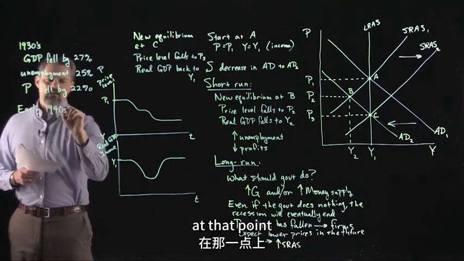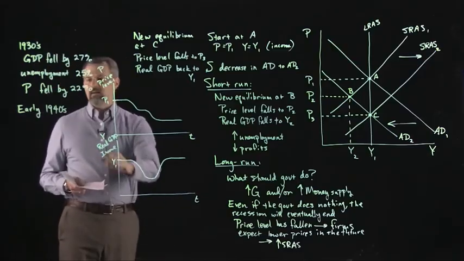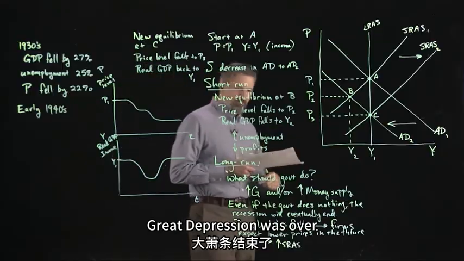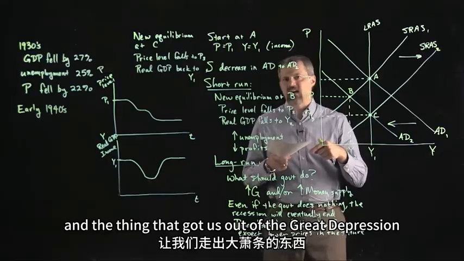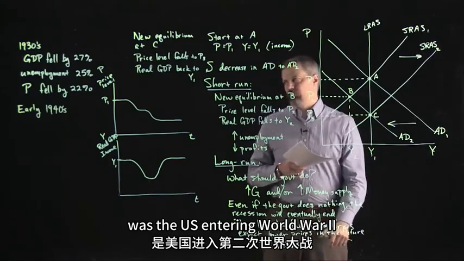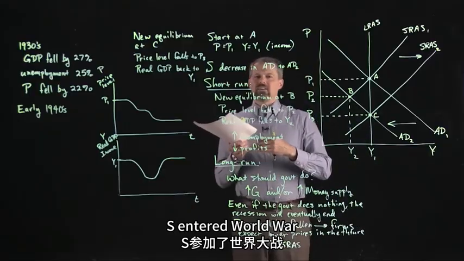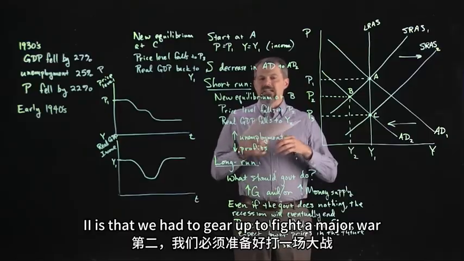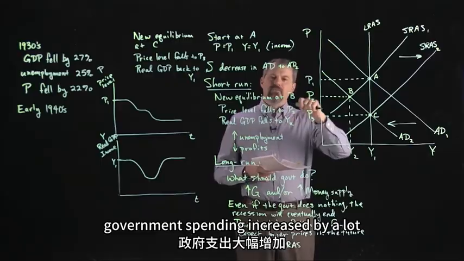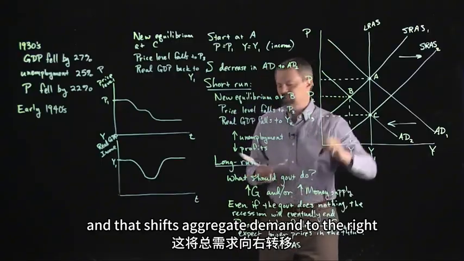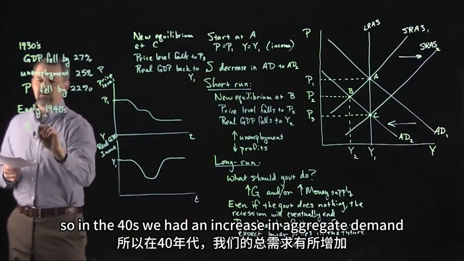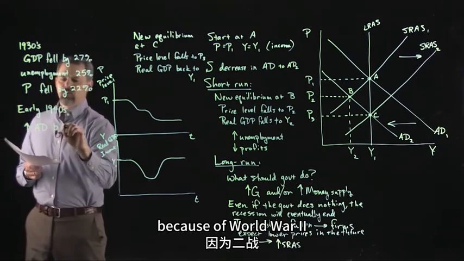If we think about the 1940s, let's say the early 1940s, at that point the Great Depression was over, and the thing that got us out of the Great Depression was the U.S. entering World War II. When the U.S. entered World War II, we had to gear up to fight a major war. Government spending increased by a lot, and that shifts aggregate demand to the right. So in the 40s, we had an increase in aggregate demand because of World War II.